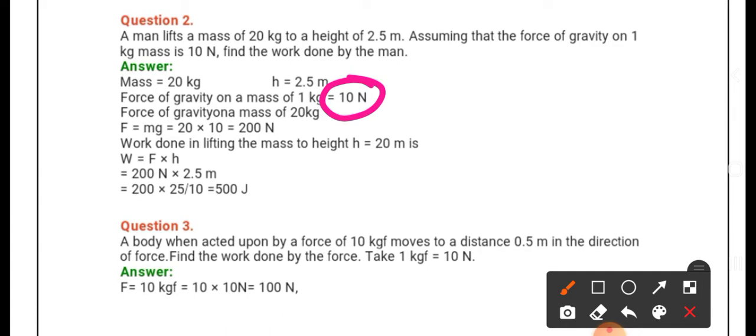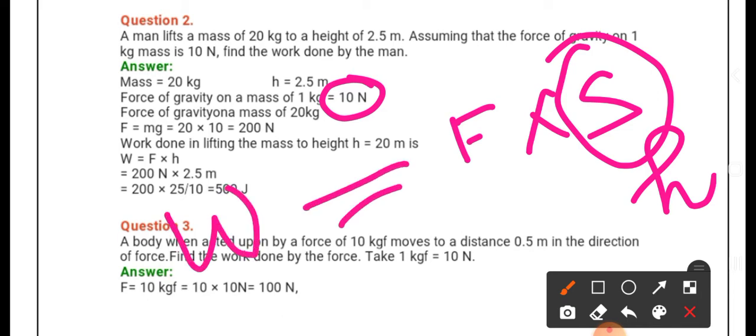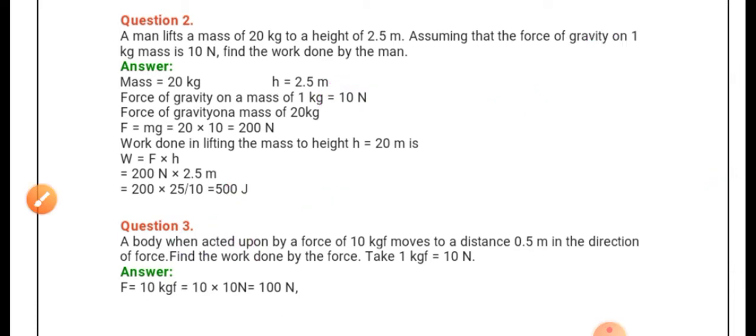Now you are having force F value, then height means the distance or displacement, that is also given, 2.5 meter. So this S here is in terms of height, so you can write it as H also, no issue. Now work done is equal to force into displacement, you can calculate it. Okay.